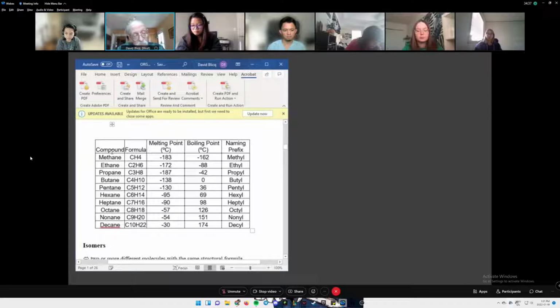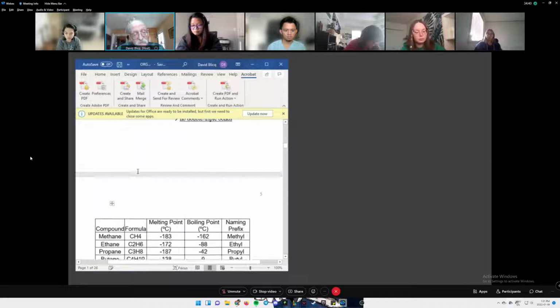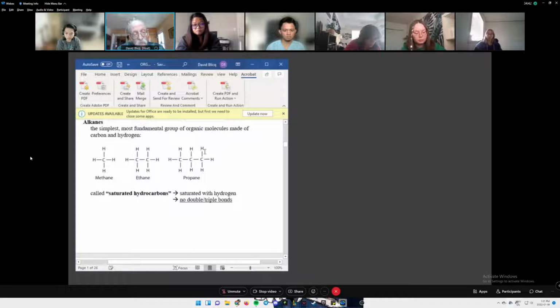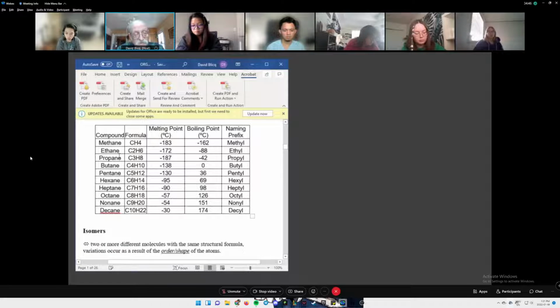Propane, 3 carbons. 1, 2, 3, 4, 5, 6, 7, 8. Oh yeah, it is 8. 8 hydrogens is propane. Minus 187. It doubled again. Minus 42. We call a 3-carbon attached group a propyl group. I mean, you could say propane. Technically, I know what you're talking about, but usually they say propyl, and they put the YL at the end. But I mean, I'm going to go through all that naming stuff just to keep you honest.